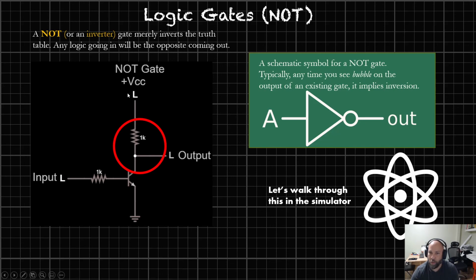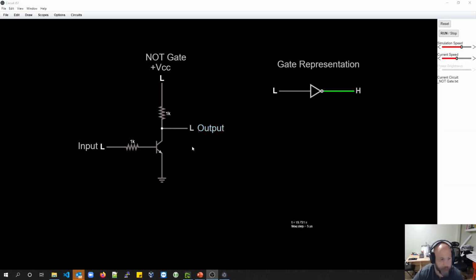Let's take a look at the simulator, we'll walk through it, and I'll show you how it works in real time. Alright guys, so here in the simulator you can see our gate representation of the NOT. It's currently high, even though there's a voltage low going in, or a logical low. If I turn the logical high on, then it outputs a low.